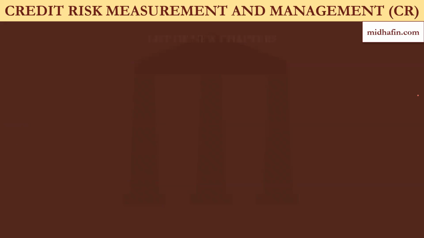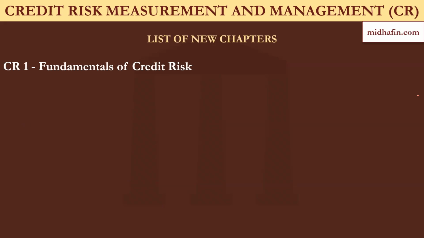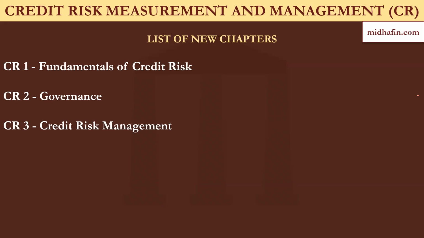Now let us come to the list of newly added chapters. We have as the first chapter fundamentals of credit risk, then governance, then credit risk management. It might seem that these first 3 chapters are filling in for the first couple of chapters which have been deleted, but that is not exactly the case, because the learning objectives have been scattered here and there. You'll find some of the learning objectives of the old CR2 in a later chapter. Overall, the foundational part has been covered in the first 3-4 chapters of the new curriculum.